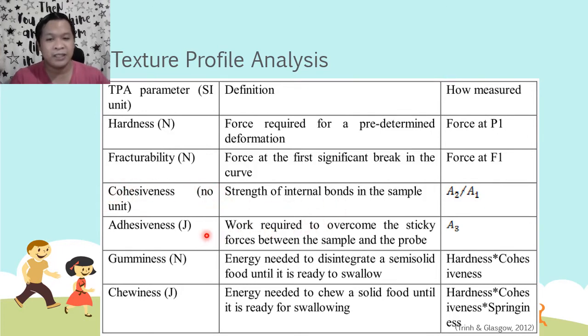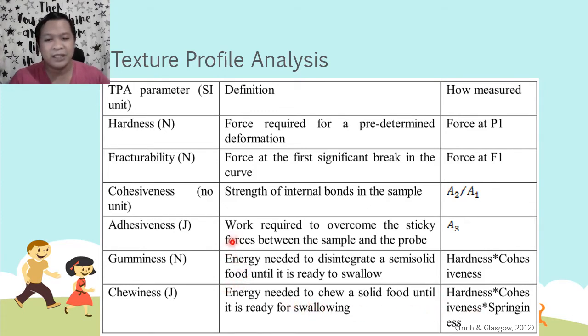Adhesiveness, on the other hand, is the work required to overcome the sticky forces between the sample and the probe. So that's your A3, as you can see in the previous slide. Gumminess is the energy needed to disintegrate a semi-solid food. And you can see that here, hardness times cohesiveness. And chewiness is the energy needed to chew a food until it is ready for swallowing. It is hardness times cohesiveness times springiness.